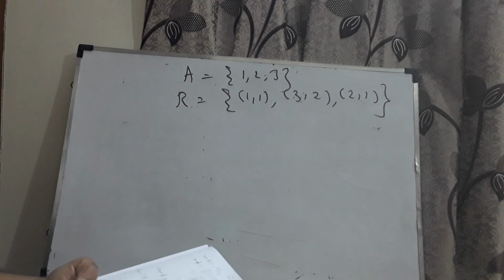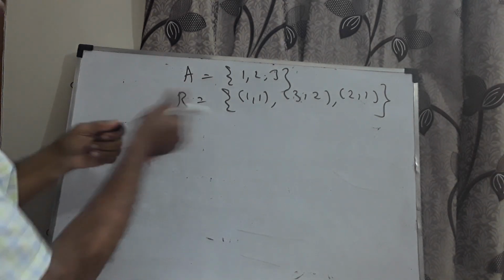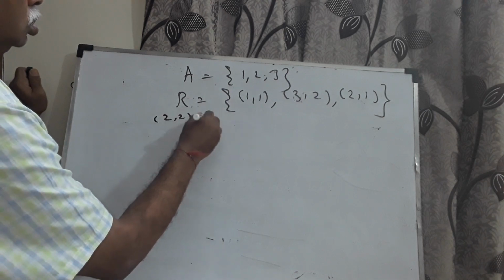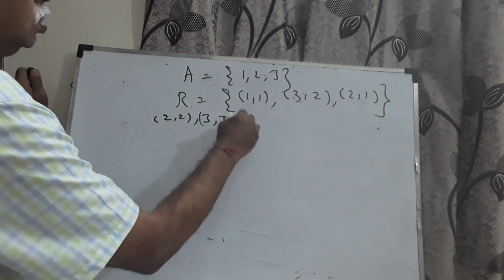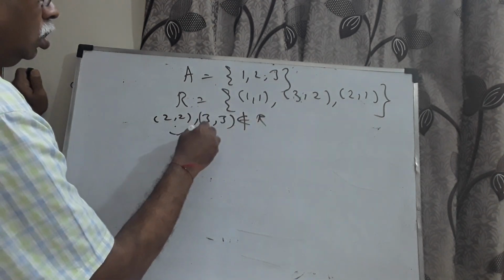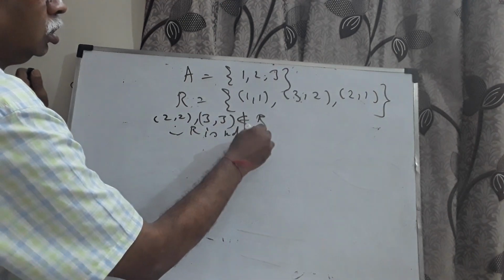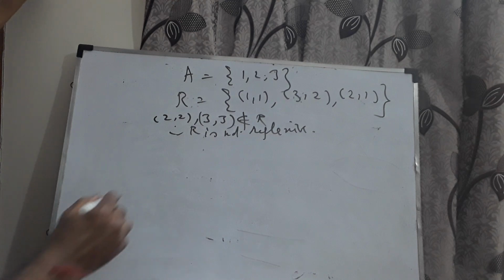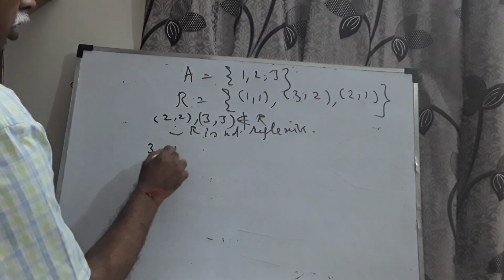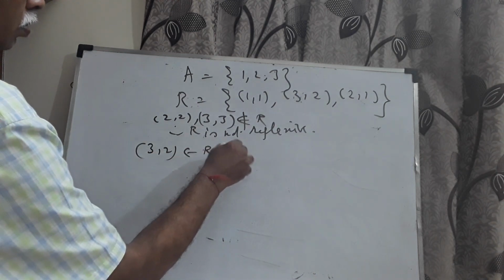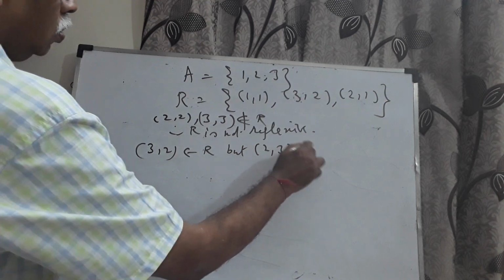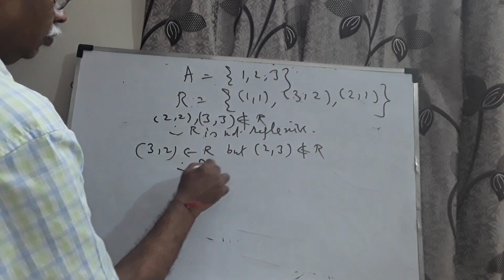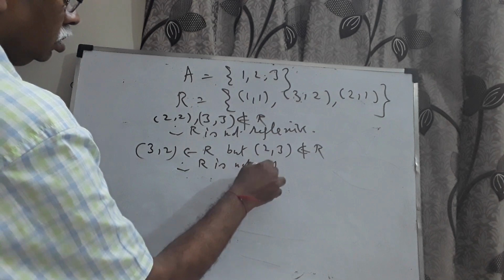By reflexive nature, we mean each element should be related to itself. Here only (1,1) is there. Therefore, (2,2) and (3,3) are not elements of R. Therefore, R is not reflexive. To negate a statement, we should always think of an example. Now (3,2) is an element of R, but the reverse, (2,3), is not an element of R. Therefore, R is not symmetric.